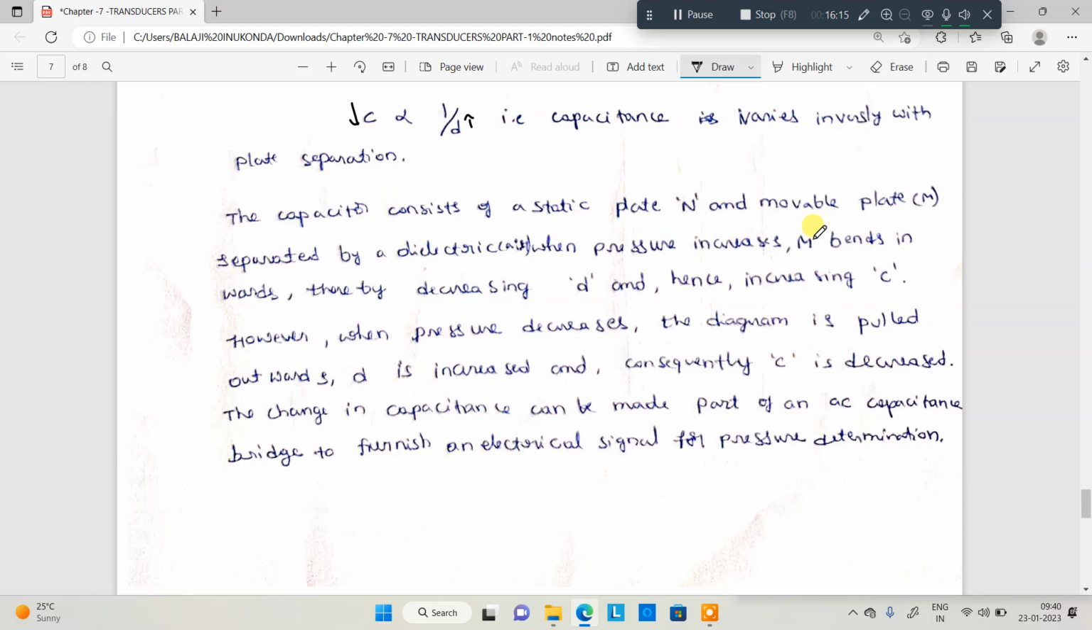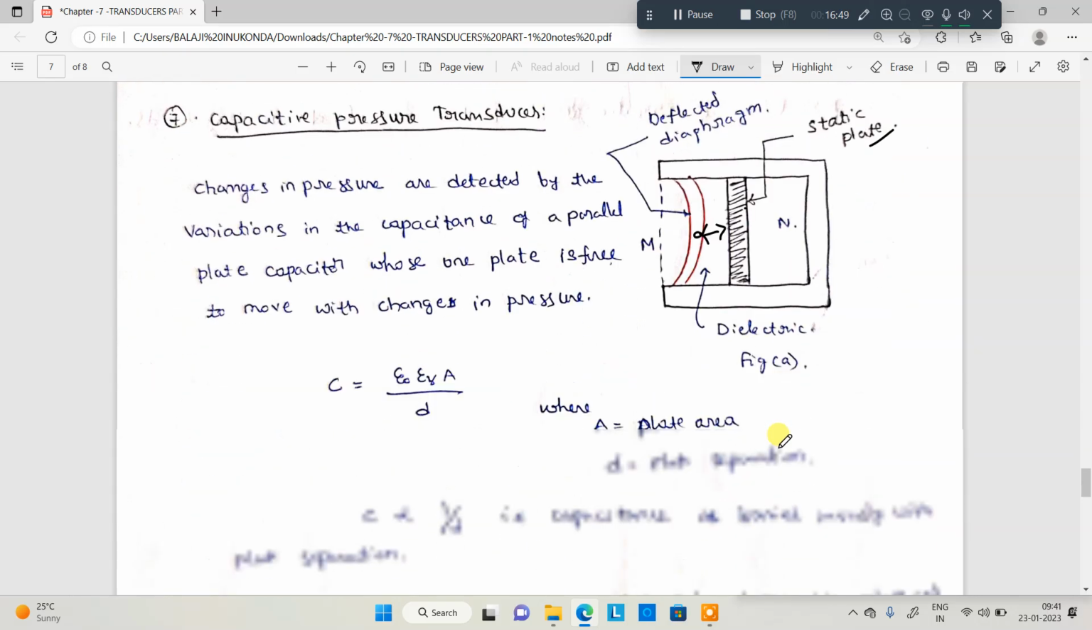Now the question here: M bends as we apply pressure towards M. The distance decreases, hence capacitance increases. Similarly, when the pressure decreases, the diaphragm is pulled out, D increases, and consequently capacitance decreases. So the change in capacitance can be part of a capacitance bridge to calculate the value of the electrical signal equivalent to the pressure being measured. So that's your capacitive measurement.